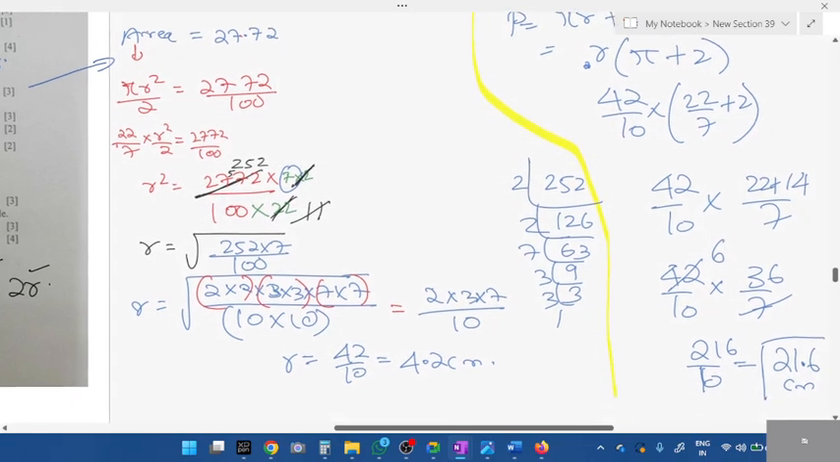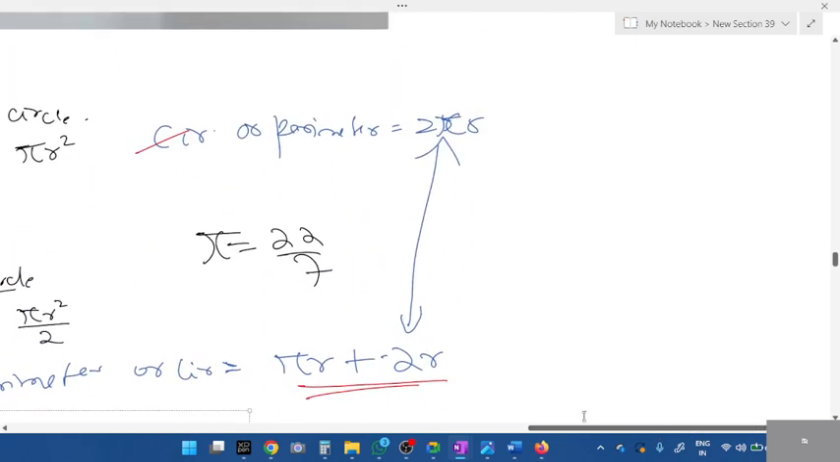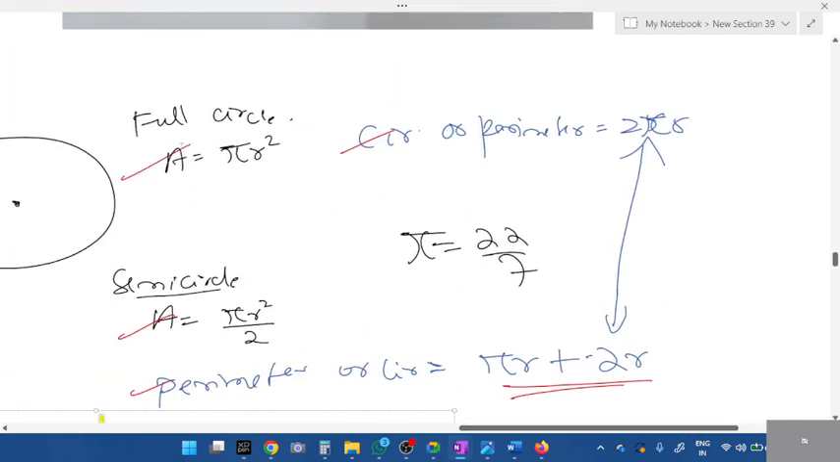Okay, this was the only question, area, students, semicircle question, and make a note of this. If they give full circle, if they don't mention semicircle, use full circle. Same concept they'll give you. Use only these two formulas and solve it.